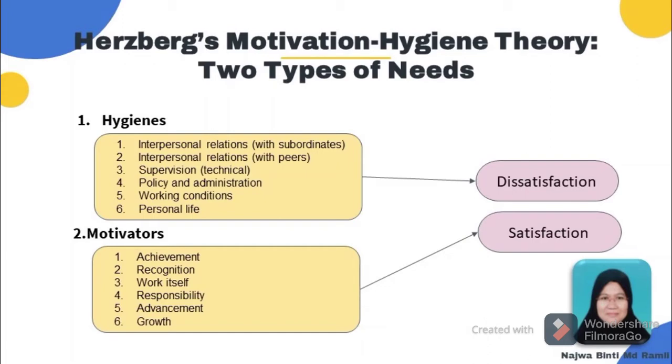Okay, another thing about this theory, the conclusion that he drew is that job satisfaction and job dissatisfaction are not opposites. The opposite of satisfaction is no satisfaction, while the opposite of dissatisfaction is no dissatisfaction. Remedying the causes of dissatisfaction will not create satisfaction, nor will adding the factors of job satisfaction eliminate job dissatisfaction.